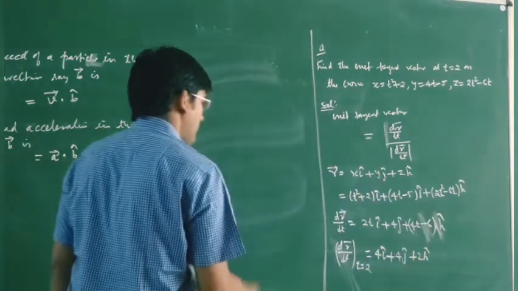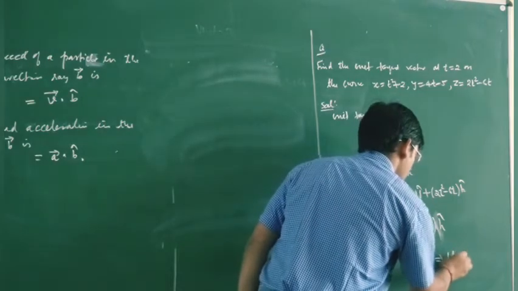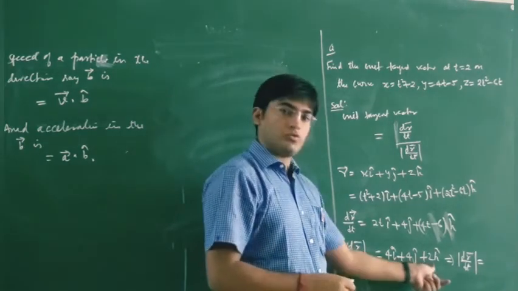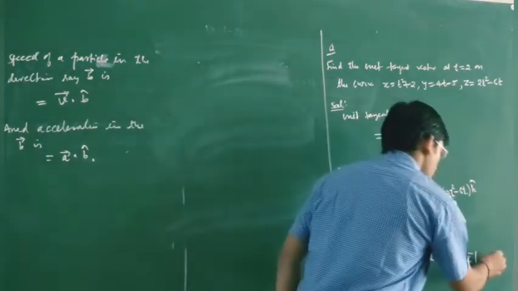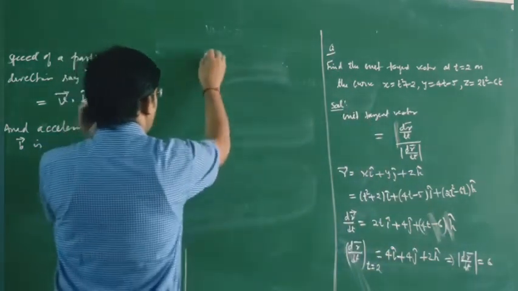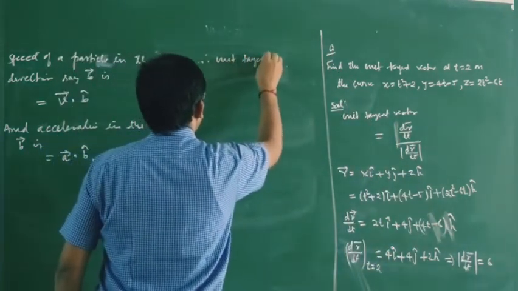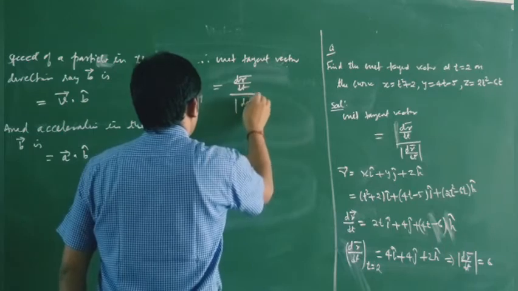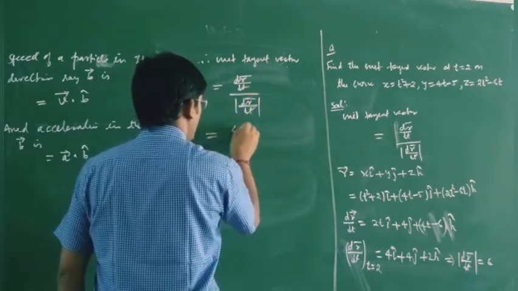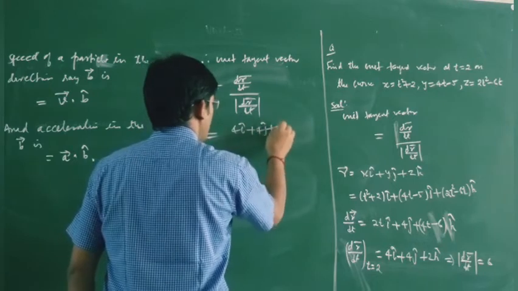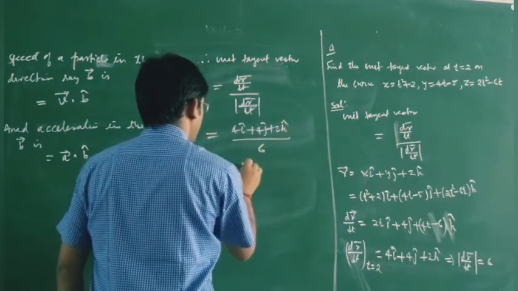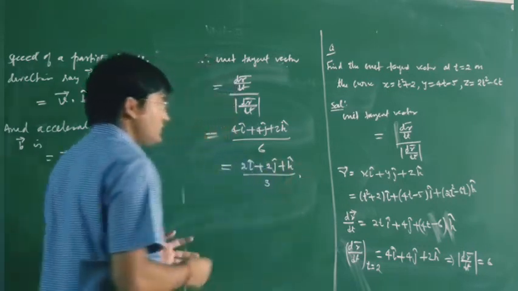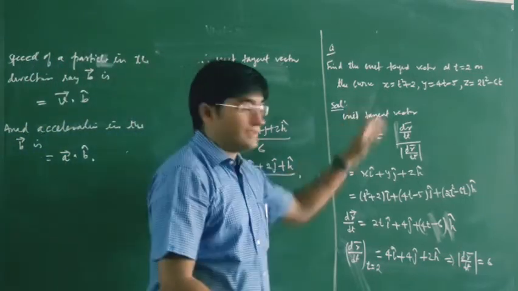Okay. Now its modulus will be, modulus of dr upon dt is equal to square root of 16 plus 16 plus 4. So that means your 36, and the square root of 36 will give you 6. So therefore unit tangent vector is equal to dr upon dt over modulus dr upon dt. So this is equal to 4i plus 4j plus 2k divided by 6. So our answer is (2i plus 2j plus k) upon 3. So this is your unit tangent vector on this curve.